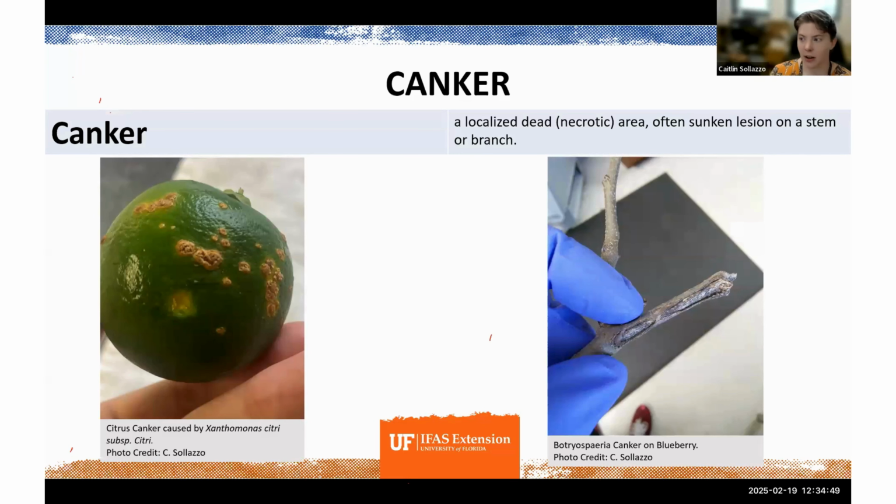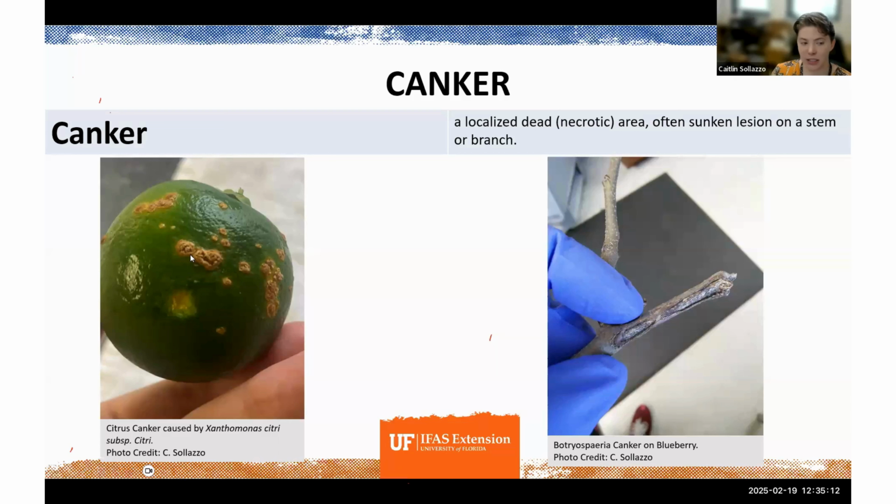So first we have canker. The definition of a canker is a localized dead necrotic area, often sunken lesions on the stem or branch. This is a good example of a canker. It's a small area, so it's not the whole plant. It's usually a small section of the plant. It's sunken and it's necrotic. It's dead.